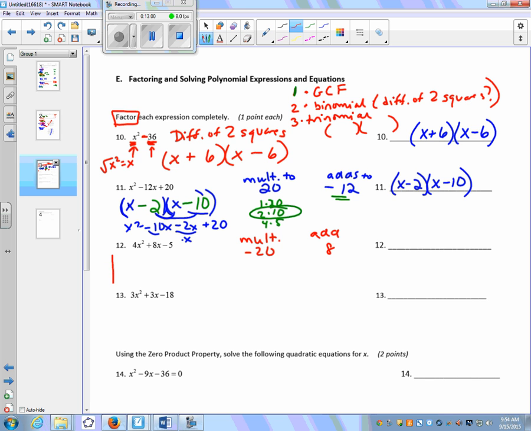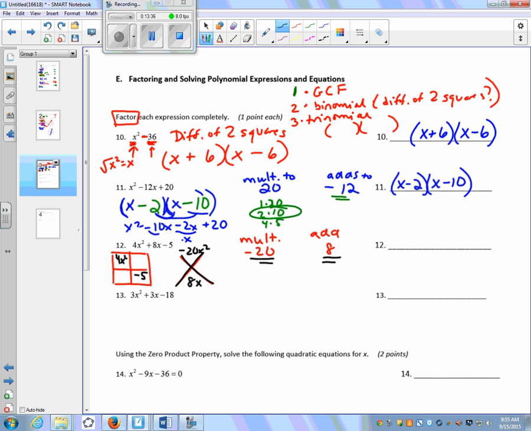Some of you know the box method. For the box method, you would have a 4x squared here and a negative 5 here. Up here, that's where your negative 20 would go, negative 20x squared, and that's where your 8 down here would go, 8x. So these two numbers show up in your box method right here, top and bottom on this diamond. Now you're thinking what multiplies to be negative 20 and adds to be 8.